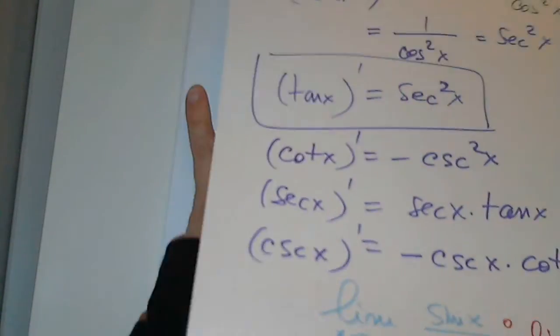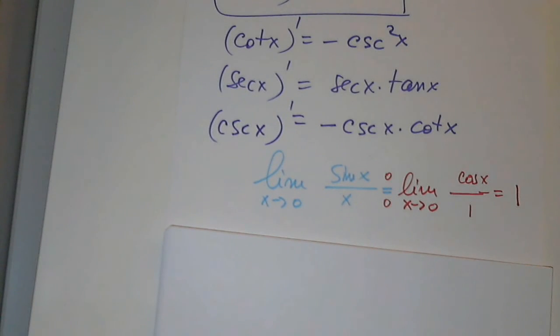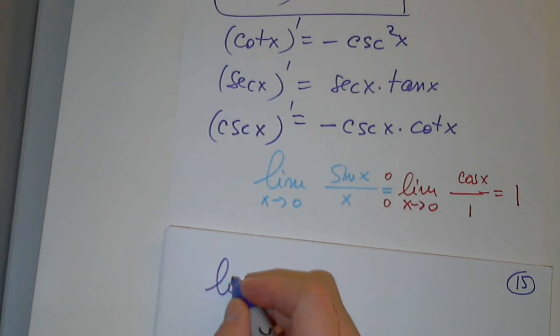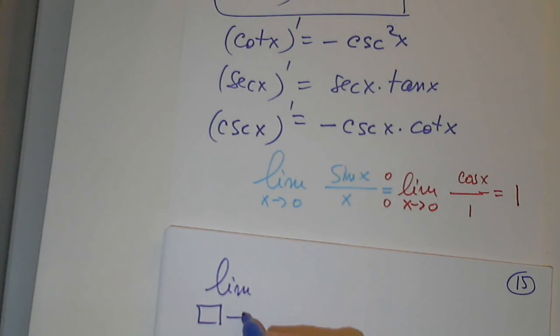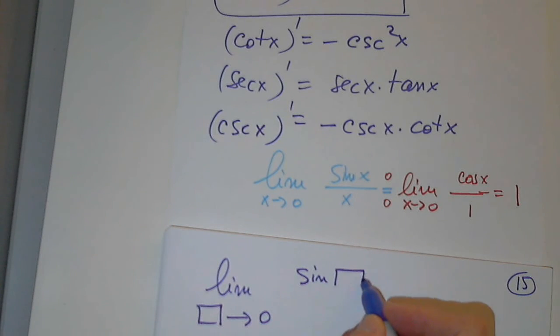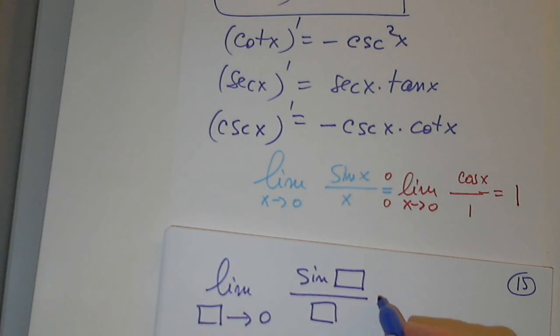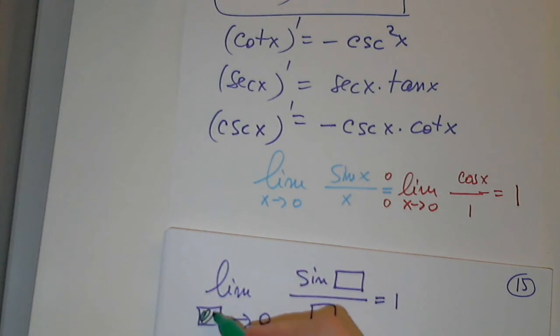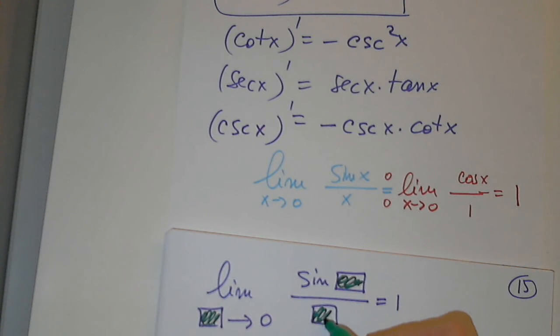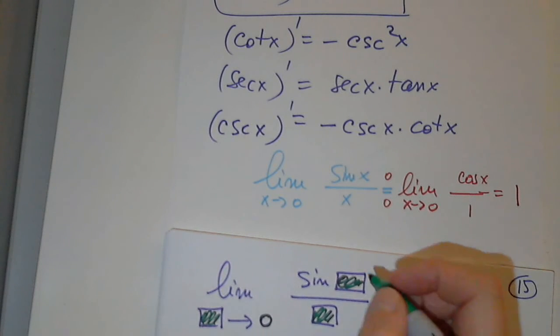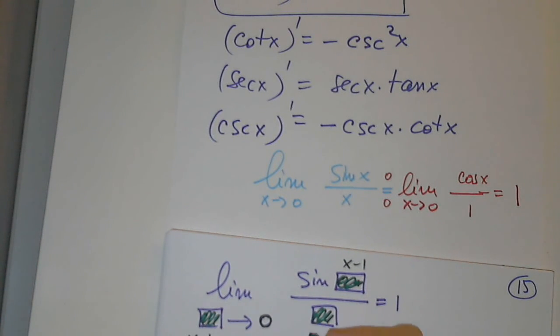However, this limit is so important that it can be applied in many situations. So this is how we have to look at it, as long as all these pieces are identical, and this piece, whatever that is, approaches 0. This could be x minus 1, this could be x minus 1, this could be x minus 1. X minus 1 approaches 0 means x approaches 1.